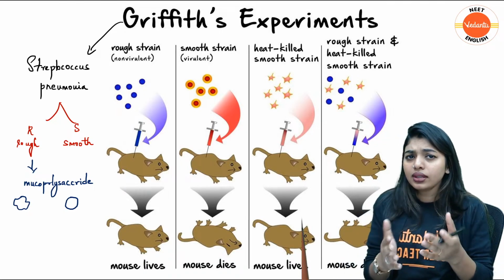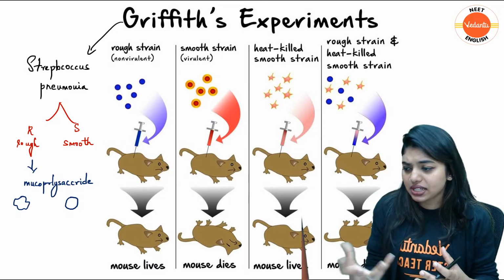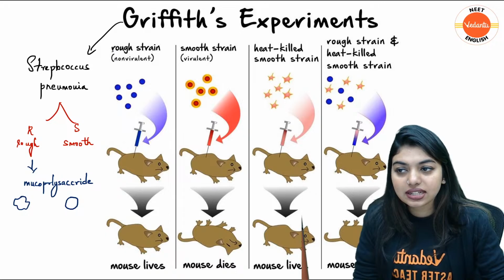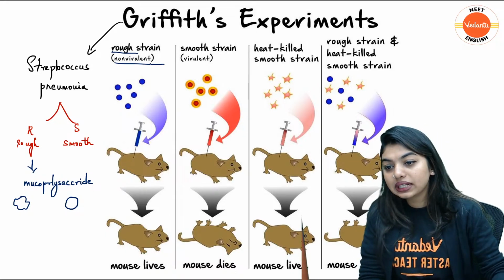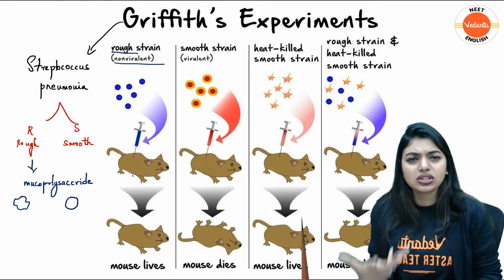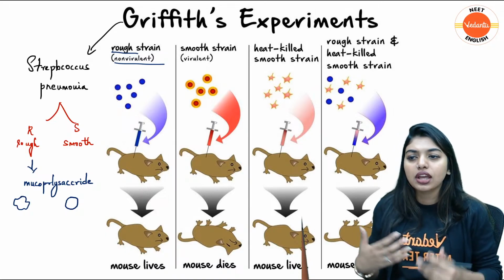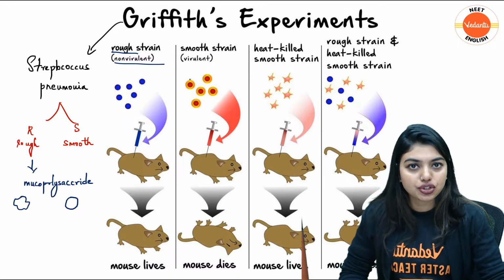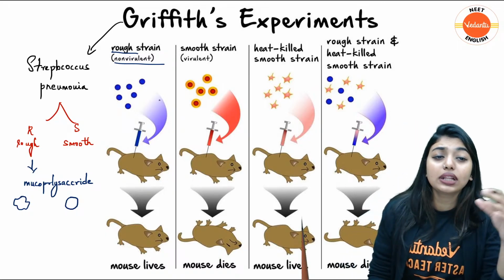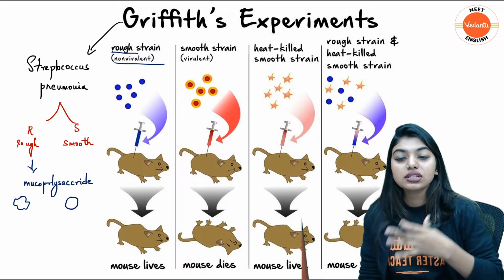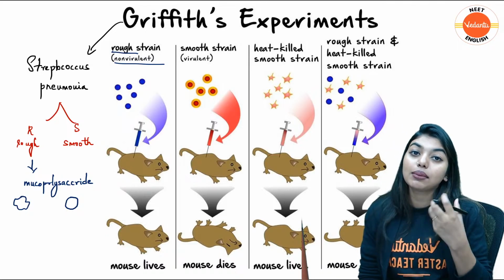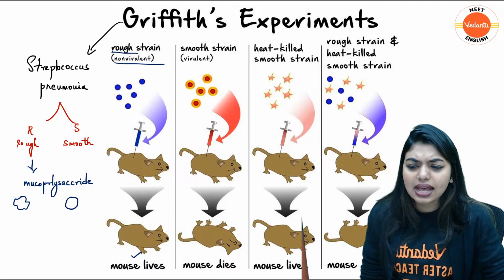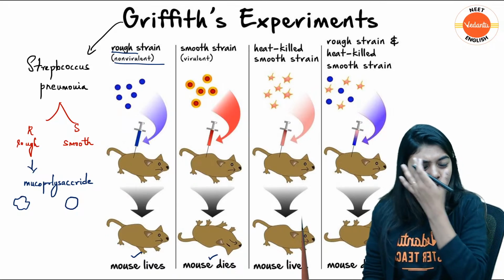He was testing this on mice. When he tested the rough strain, which is non-virulent, the mice lived because it is not going to cause any infection. So the mice was happy, no problem happened. Then the smooth strain was added, and we know that the smooth strain is virulent, so we expected that the mice would die. When we injected this, the mice died. Both the results were as expected, so Griffith was not at all astonished.